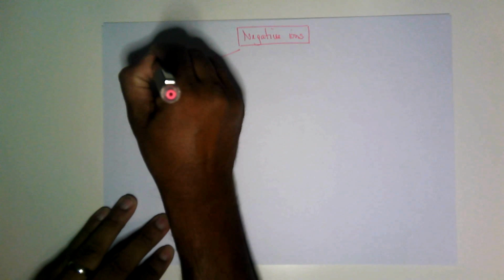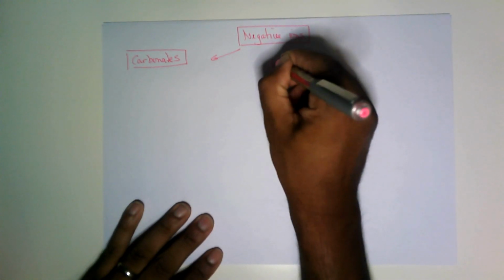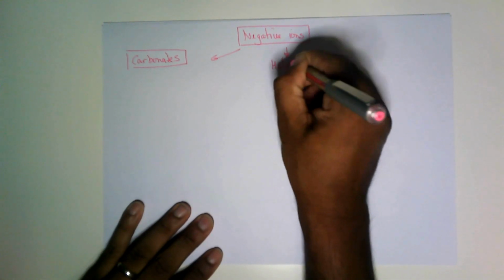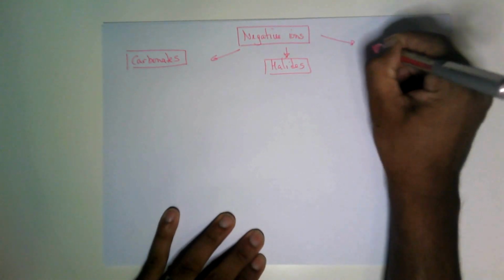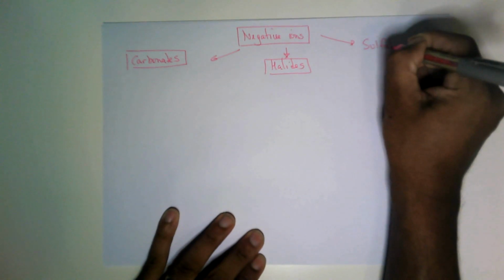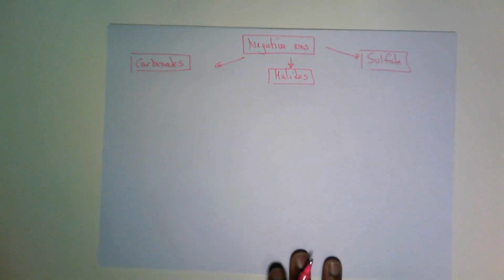Right, so the next part is looking at negative ions. Now, negative ions, there's three main groups that you need to consider. You've got the carbonates, so for example, calcium carbonates, magnesium carbonates, other metal carbonates. You've got your halides, associated with obviously the halogens, or you've got the sulfate, which we'll have a look at the end. Right, so those are your three main negative ions.